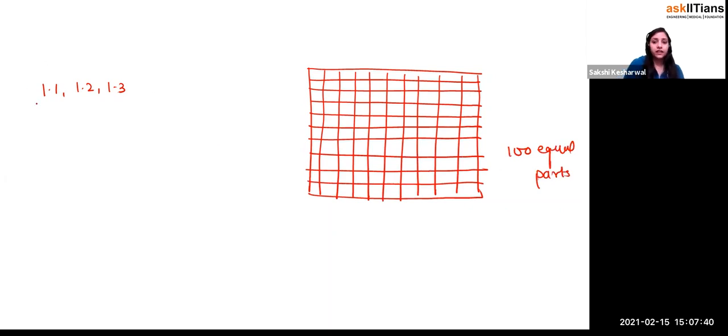So if I'm writing 1.1, 1.2, 1.3, 1.4, dot dot dot till 1.9, and then you will have 2, right? So this means I have divided 1 and 2 into 10 equal parts, right? 10 equal parts, right? Over here. So how are you going to write this?